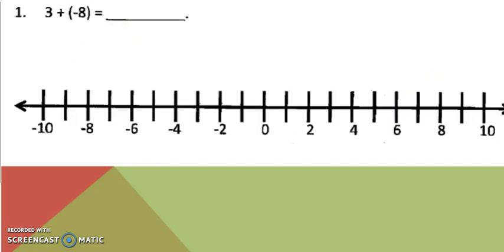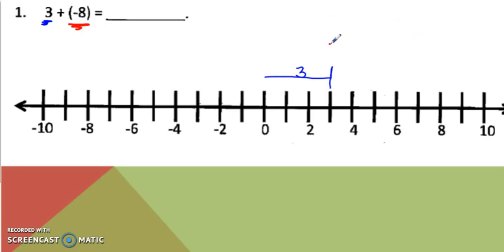Now, you can also use a number line to visualize adding integers. This first number tells us where we should start. So we're going to start at 3. So we move from 0 to 3. Our second number is -8. So now, because I have a negative, I'm switching directions. I'm going to the left instead of going to the right. Positive numbers to the right, negative numbers to the left.